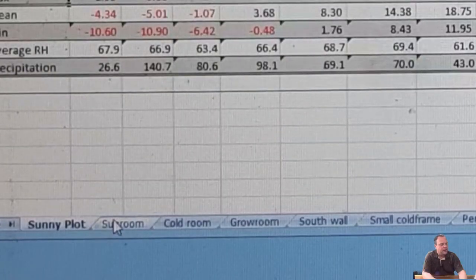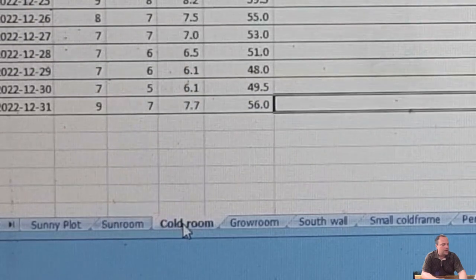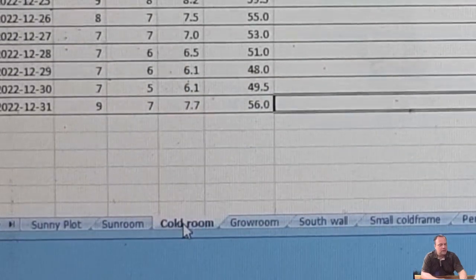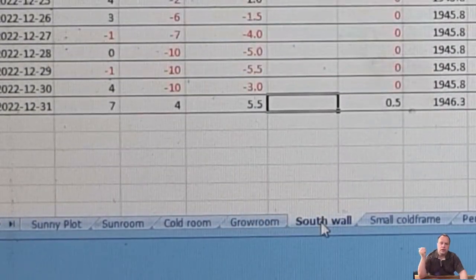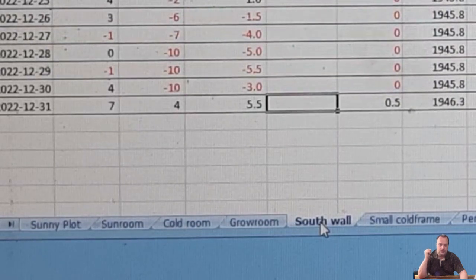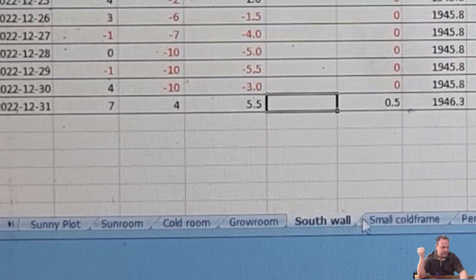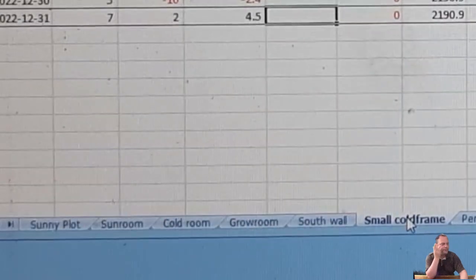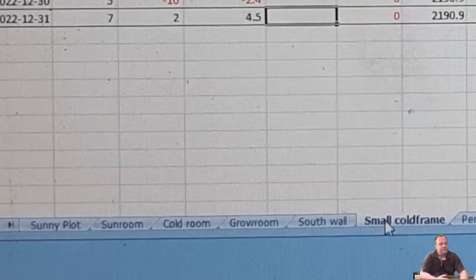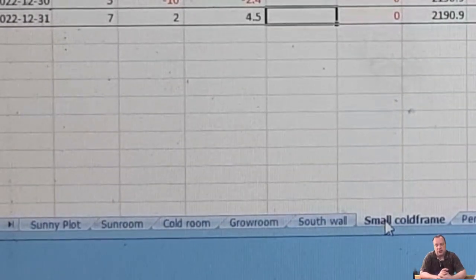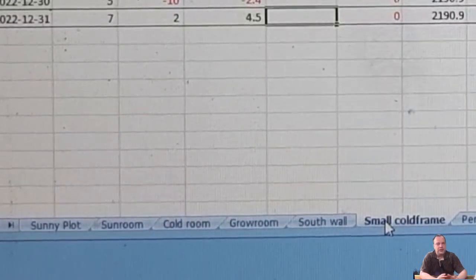So I have a sunny plot, the sun room, which I speak about often, the cold room where I store my vegetables right there, the grow room, that's right here. South wall, I have two thermometers there by the south wall. One is on ground partially shaded by the two large bushes, the other one gets all the evening sun and no shade. So you get two different temperatures. South wall is down on that side and small cold frame. So that's what I have. 6 thermometers. But for the most part you only need one out in the open just to get a general idea of your growing patch and what the temperature regime is there.